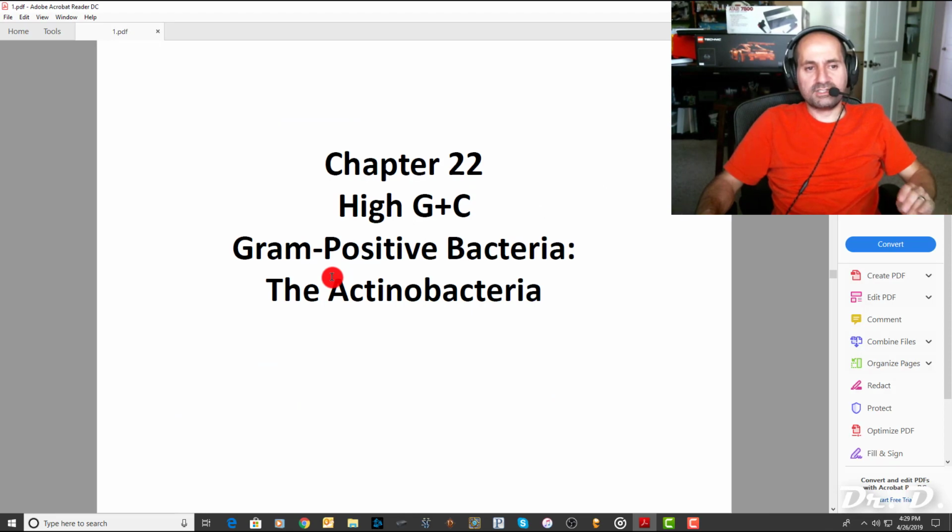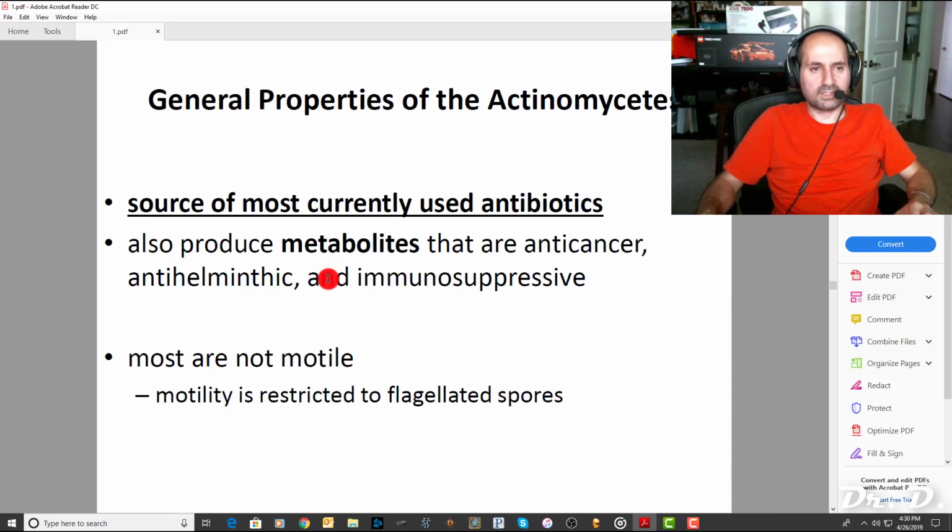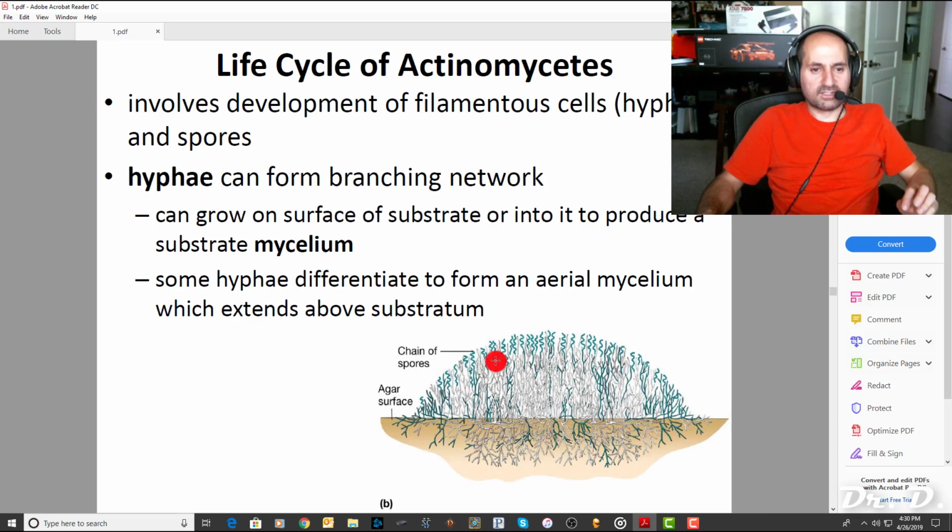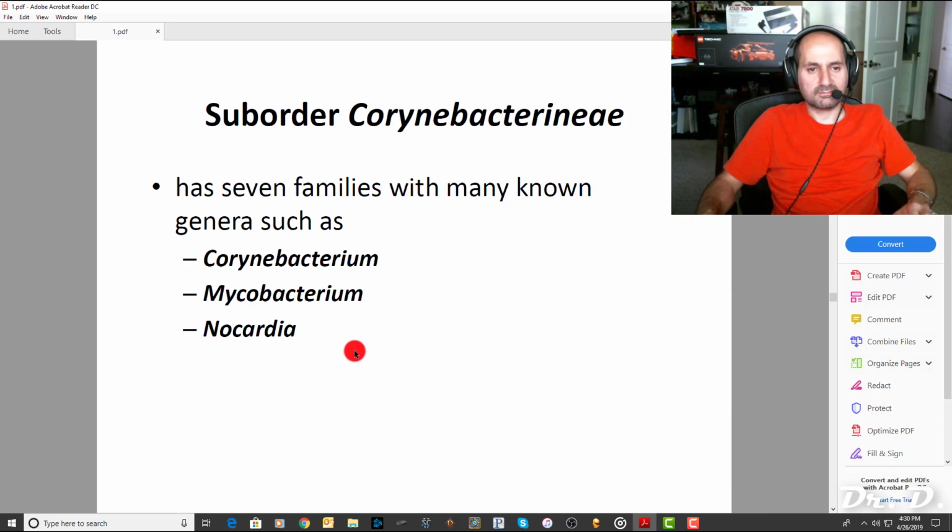Next, the high GC gram-positive bacteria. They are actinobacteria. What about those? I want to know that the actinomycetes are a huge source of antibiotics. I want to know that they grow with hyphal development, so they're almost like fungi because they form a mycelium and they have hyphal cellular structure. They also have asexual spores. Not endospores. These are asexual spores for dissemination.